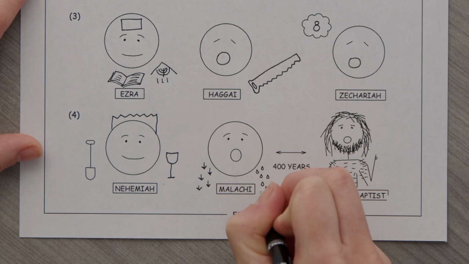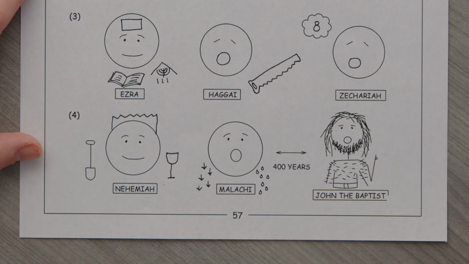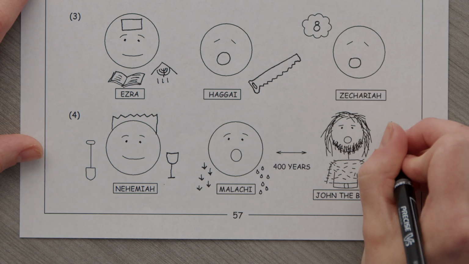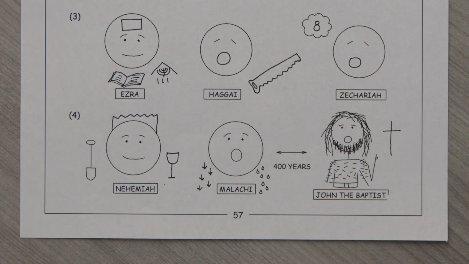Then there were 400 years after that prophecy until the last prophecy in the Bible came about through John the Baptist. So it was 400 years till the time of John the Baptist, and Jesus. Put a big cross by John the Baptist because he was the forerunner of the Messiah. And those are the people we'll be talking about.